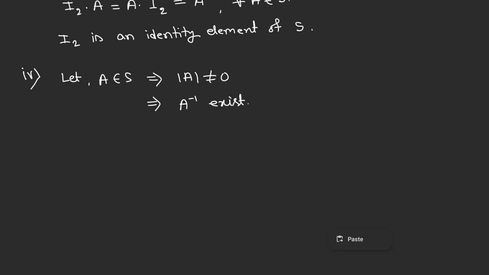Actually, it is always true. We know that determinant of A inverse equals 1 by determinant of A. And determinant of A is non-zero, so obviously 1 by determinant of A will again be non-zero. So you can say that A inverse belongs to S because it is satisfying the two conditions.